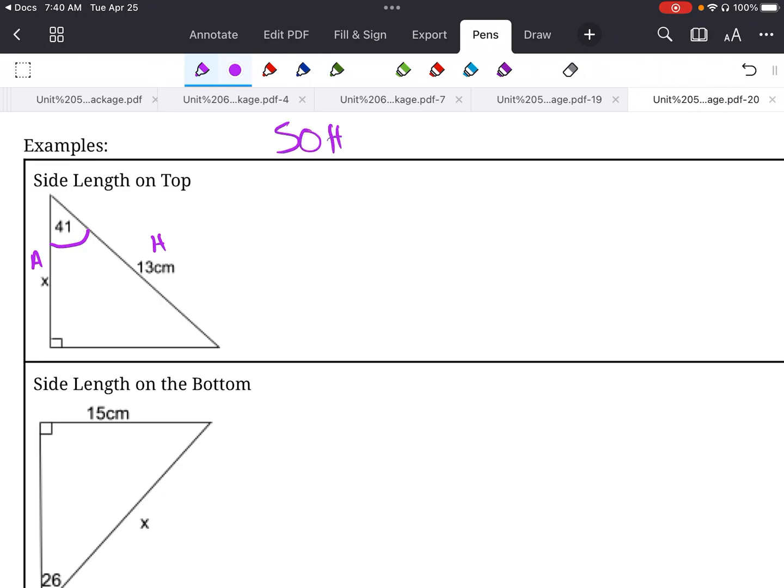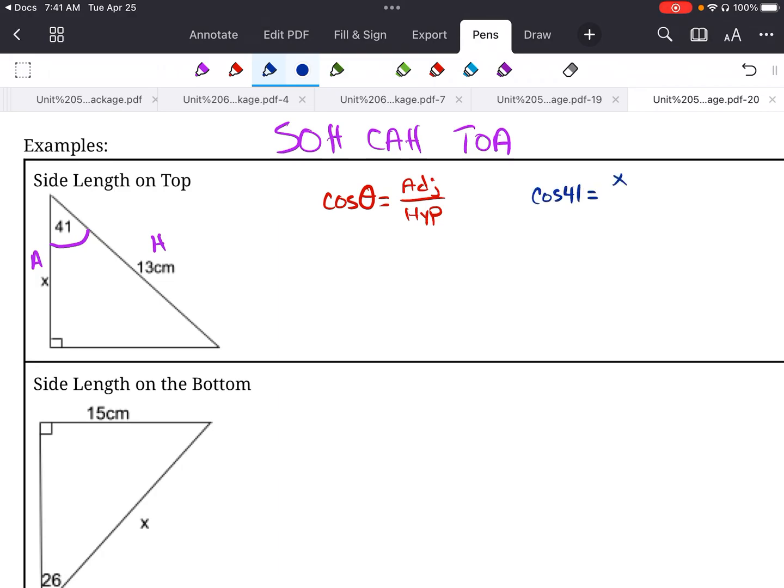If I write SOHCAHTOA on the top of my page, you can see that CAH is the only one that does not have an O, so it's the only one where opposite is irrelevant. So we are using cos theta, which is adjacent over hypotenuse. Theta represents the angle, so we have cos 41 equals x over 13.